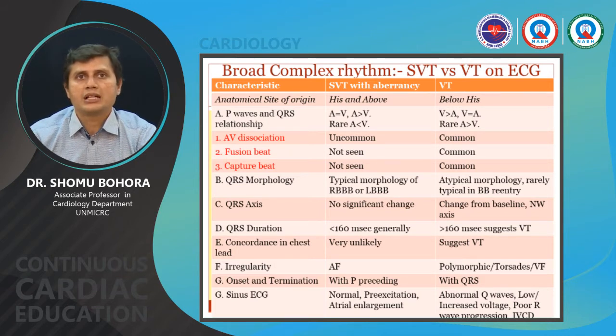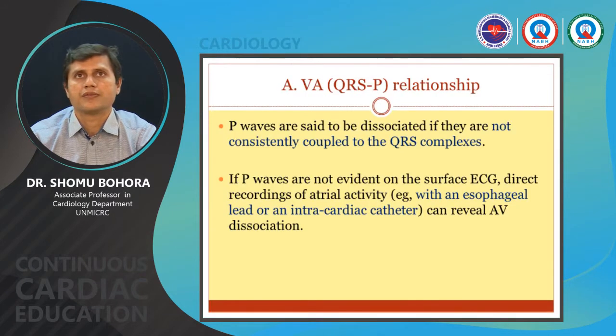You may have additional points: in sinus rhythm ECG you may have pre-excitation or atrial enlargement in SVT with aberrancy, while in ventricular tachycardia you may have additional Q waves, low voltage complexes or high voltage complexes, poor R wave progression or intraventricular conduction defect.